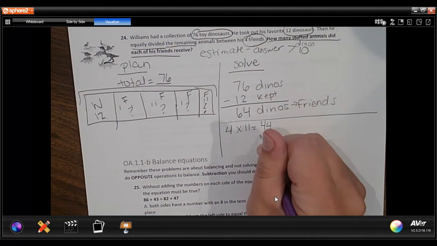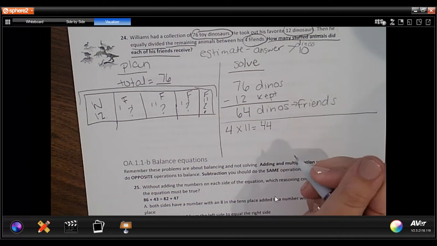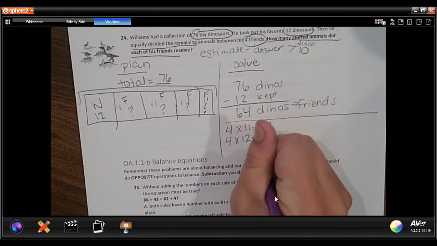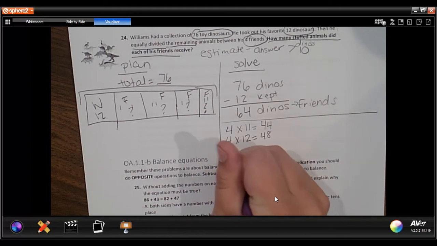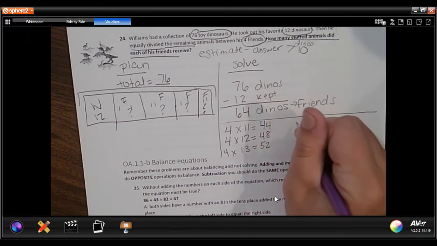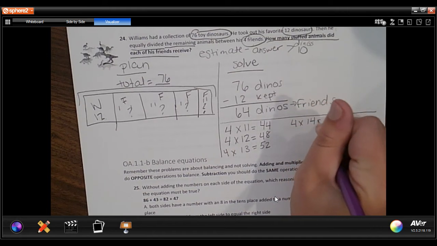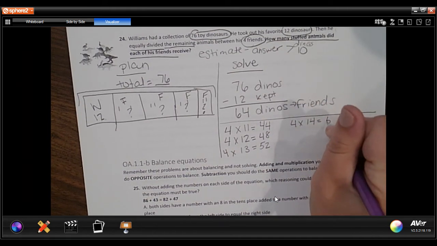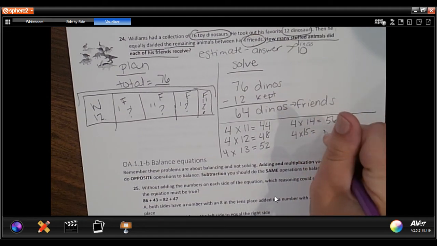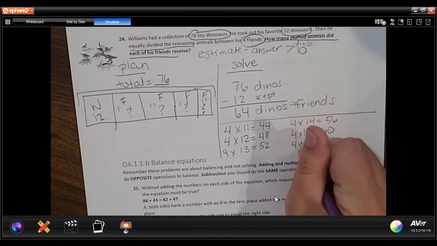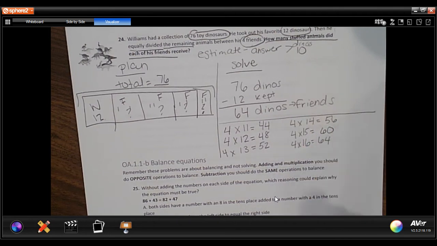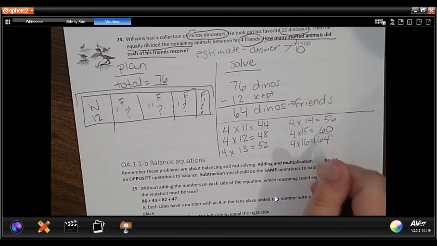Now I'm going to keep adding 4 and multiplying by the next number until I get all the way up to 64. So 4 times 12 would be 48. 4 times 13 would be 4 more than 48, which is 52. 4 times 14 would be 4 more than 52, which is 56. 4 times 15, 56 plus 4 is 60. 4 times 16, 60 plus 4 is 64. Stop. I got my answer, 64.